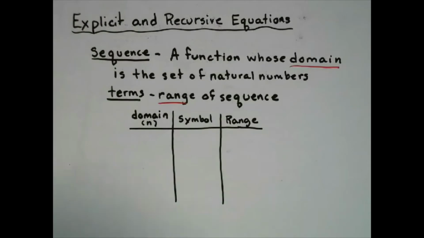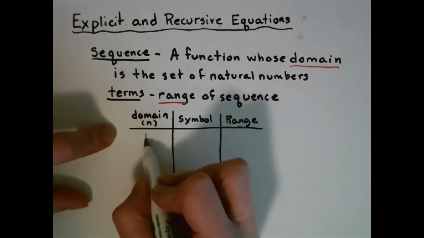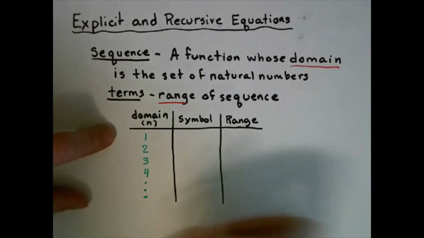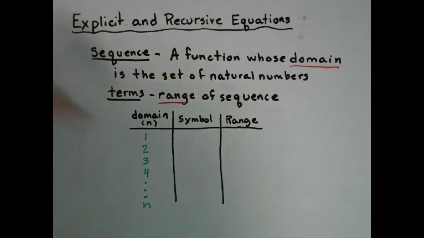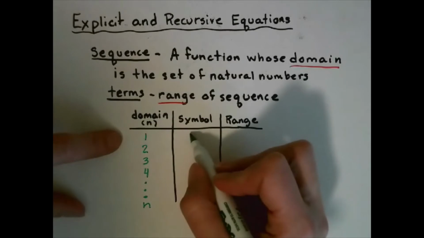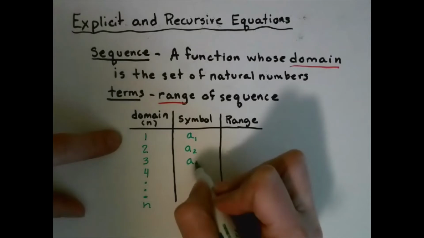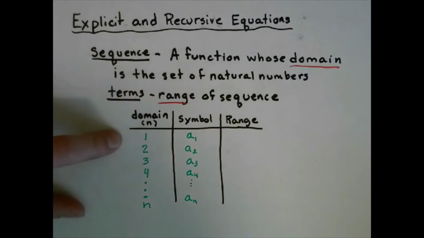Okay, so the domain is the set of natural numbers. So we use n. It doesn't always have to be n, but n is a common variable. So the domain is always going to be 1, 2, 3, 4, and so on down to what we will call the nth term. Okay, the symbol for each individual term, again, usually but not always, a sub something, so a sub 1, a sub 2, a sub 3, a sub 4, on down to a sub n.